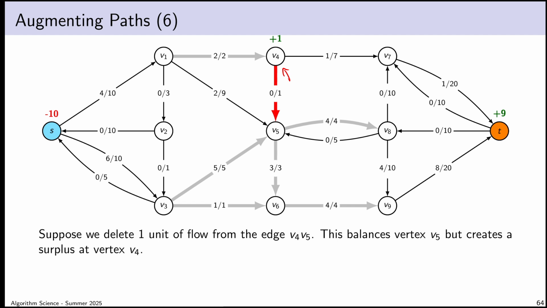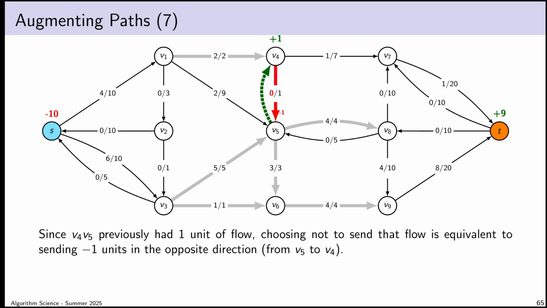Now this means the surplus at V5 disappears, but really it just gets moved over to vertex V4. But we saw earlier that if I have a surplus at vertex V4, that's easy to remedy. I just push it onwards to vertex T. Okay, so I do that. So since V4, V5, this edge here, previously had 1 unit of flow, choosing not to send it, if I tell V4, hey, I don't want your 1 unit of flow, semantically that's equivalent to sending -1 units of flow from V5 to V4. I'm basically doing a return to sender operation.